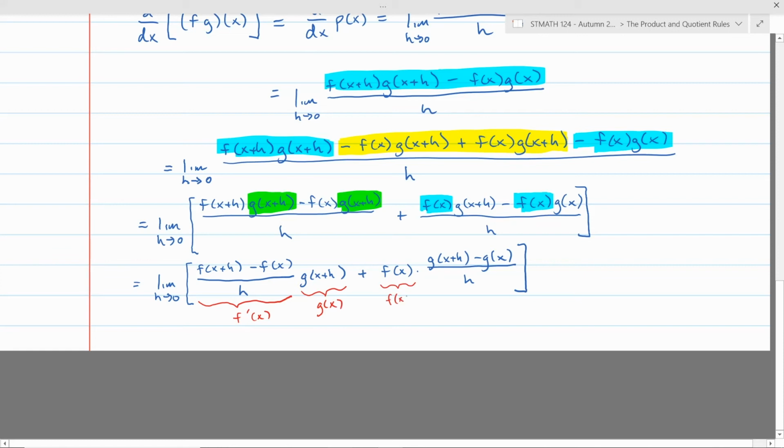See, there is no h in it, so as h goes to 0, f of x just stays f of x. And then this term right here, when you take the limit of it, you can tell it's the derivative of g. So that's g prime of x. And so when you look at what I have in red there, it's exactly the product rule. It says f prime of x, g of x, plus f of x g prime of x, like that. So that's it. That's the formal proof of the product rule.